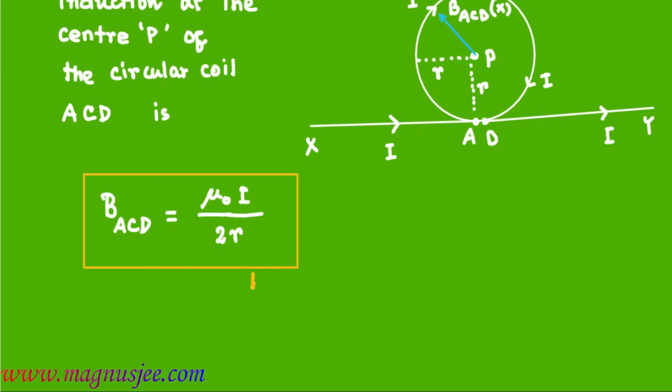This is the magnetic field induction acting at the center of the circular coil ACD. This is also the magnetic flux density at the point P due to the circular coil ACD. And current flows clockwise. That's why this magnetic field induction acts inwards and perpendicular to the plane of the coil.